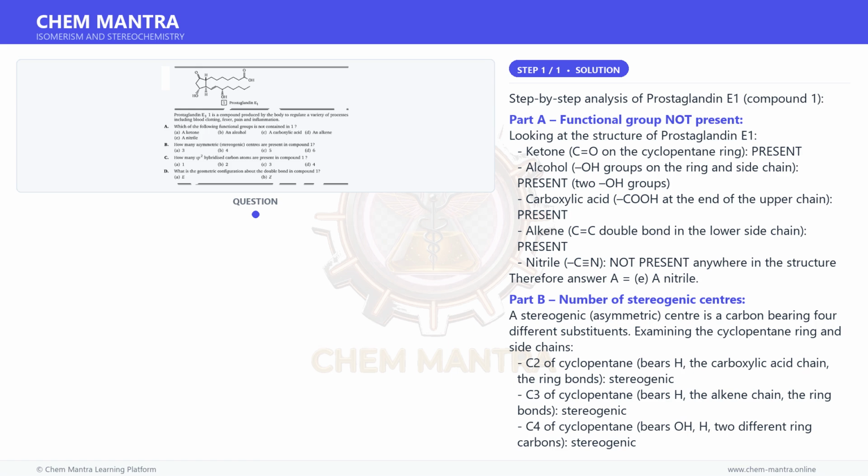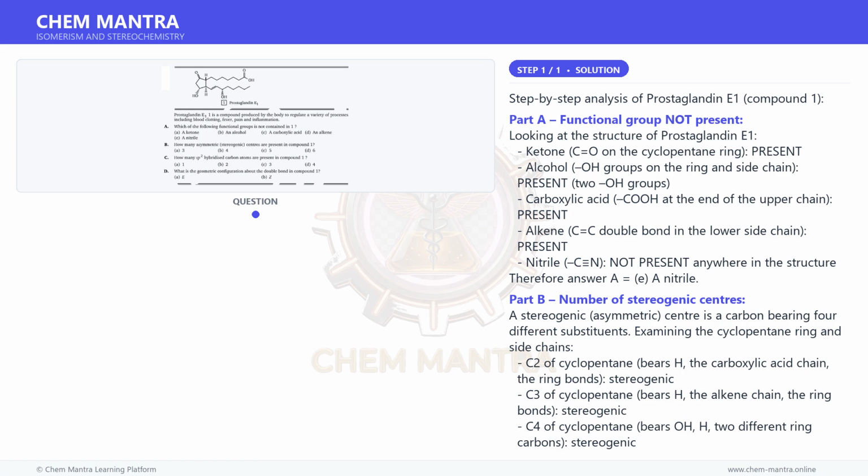Alkene, C=C double bond in the lower side chain, present. Nitrile, CN, not present anywhere in the structure. Therefore answer A equals E, nitrile. Part B, number of stereogenic centers.